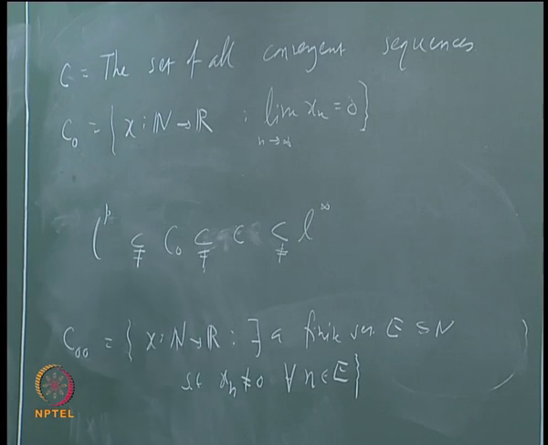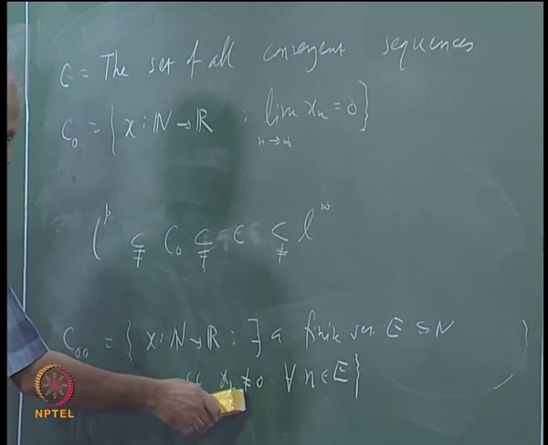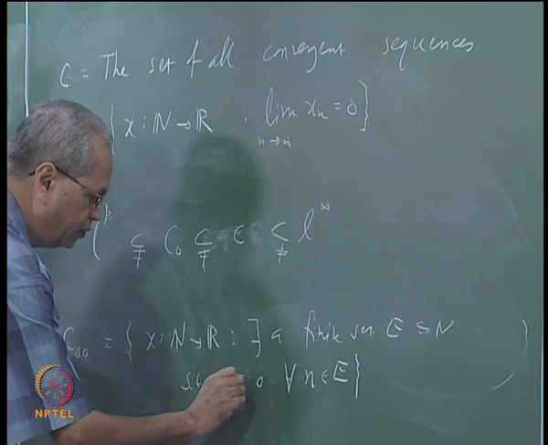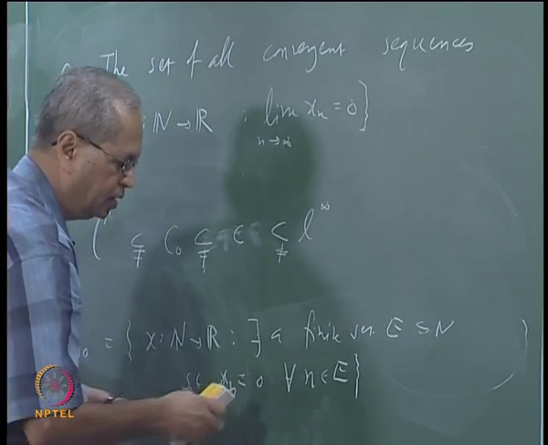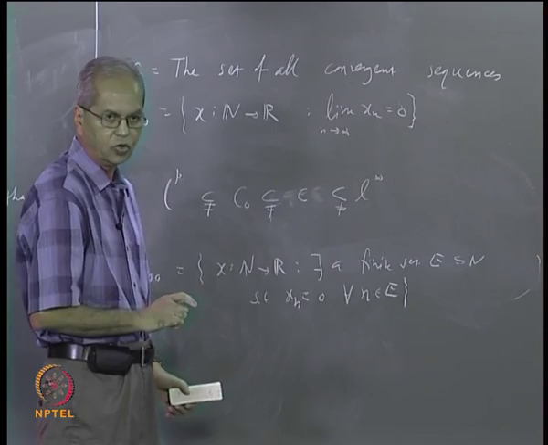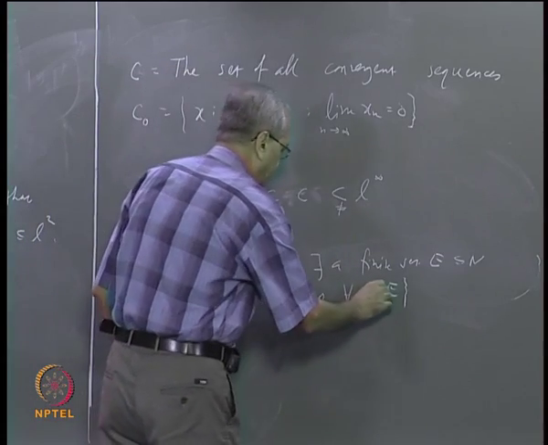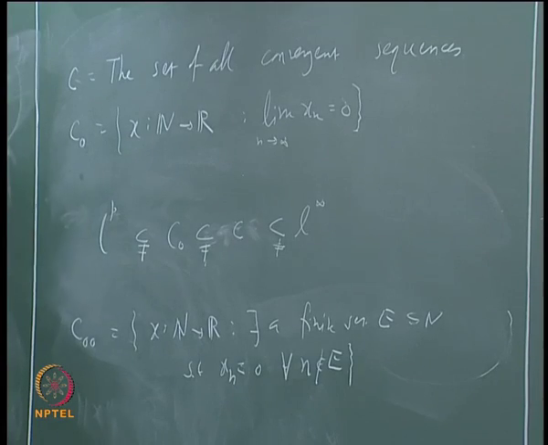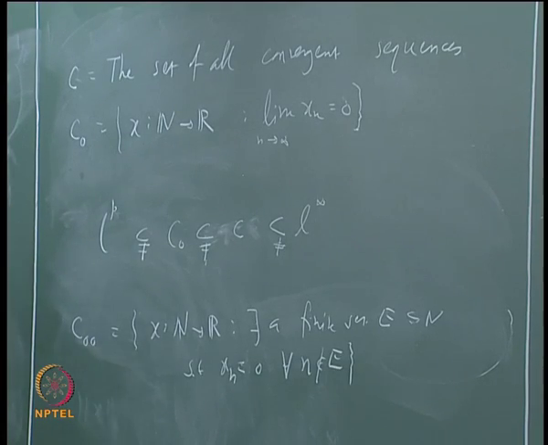No, in fact I should say the other way, actually this is a wrong description. What I should say is that it is 0 except for finitely many n. So what I should say is that xn is 0 for all n outside E, that is, xn is 0 for all n not in E. That is the correct description. That is, there should exist a finite subset of n such that outside that finite set all xn's are 0.